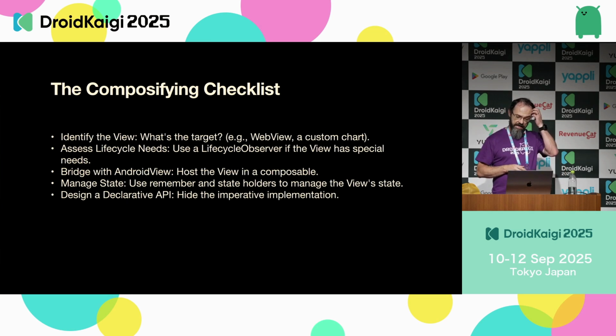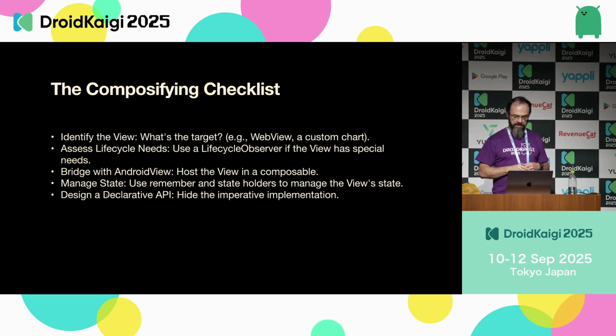We need to assess lifecycle needs. This is important to prevent bugs and crashes and memory leaks. Using a lifecycle observer, we can mind the gap between the Compose and the view. We can bridge with AndroidView. This is going to host the view in a composable.